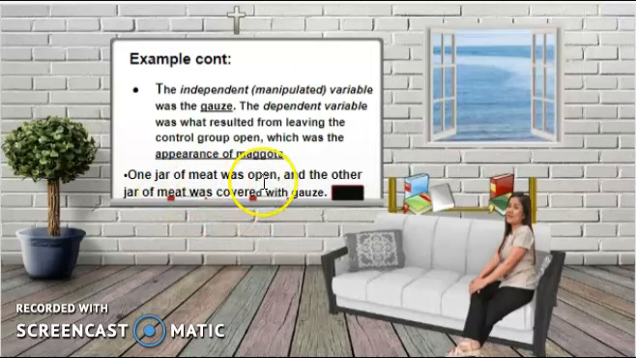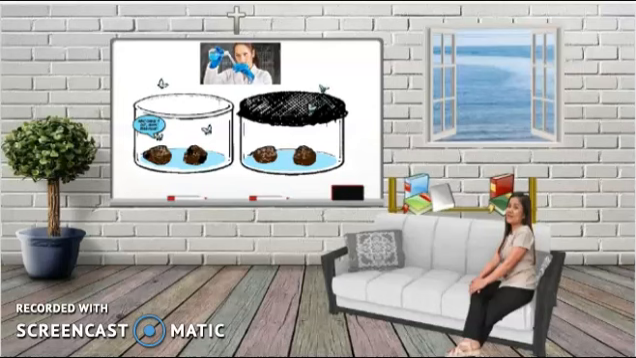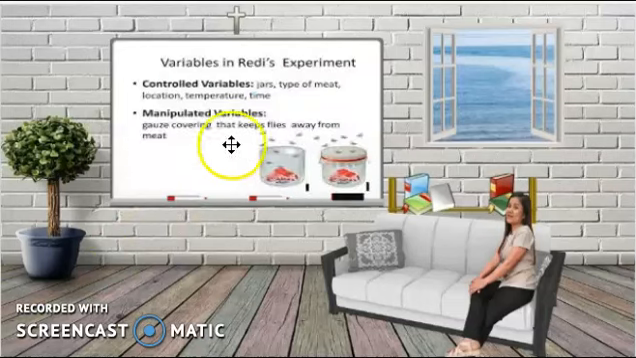Then, let's recall that one jar of meat was open and the other jar of meat was covered with gauze. So, in the illustration, this is it. There are two jars. Meats are inside, same amount. Right. So, we have here the jars, the type of meat, the location, the temperature, the time. They are the controlled variables in the experiment of Francesco Redi. And there is only one manipulated variable. The only one variable that is not controlled is the gauze or the cover of the jar.